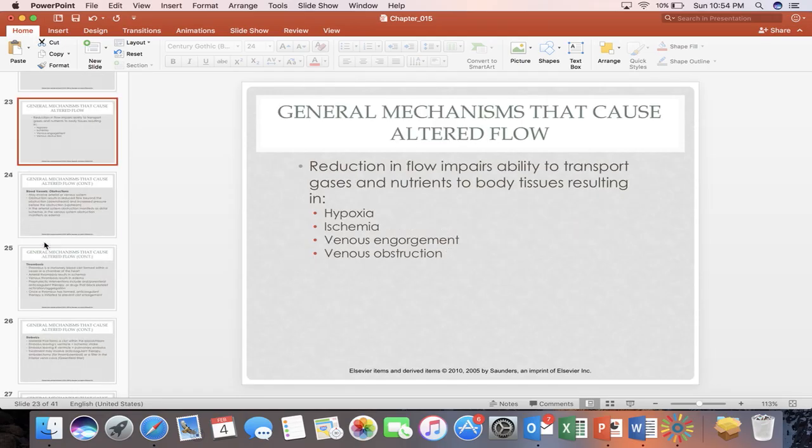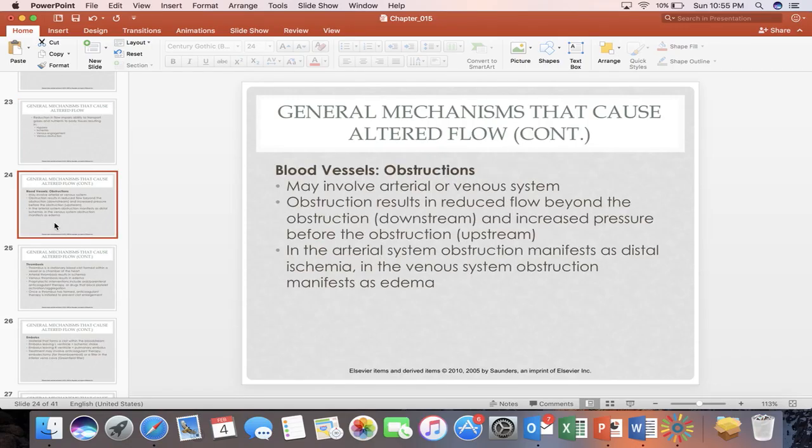Reduction in flow impairs the ability to transport gases and nutrients to blood tissue, resulting in hypoxia, ischemia, venous engorgement, and venous obstruction. Blood vessel obstruction may involve arterial or venous obstruction. Obstruction results in reduced flow beyond the obstruction, which is called downstream, and also increased pressure before the obstruction, which is called upstream. In the arterial system, obstruction manifests as distal ischemia. In the venous system, obstruction manifests as edema.